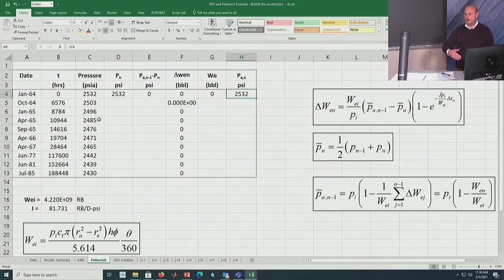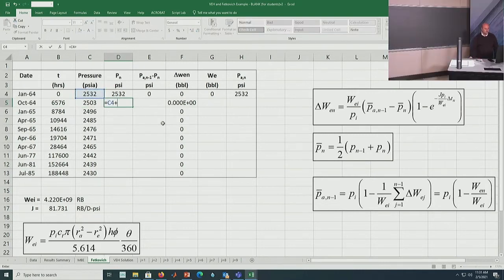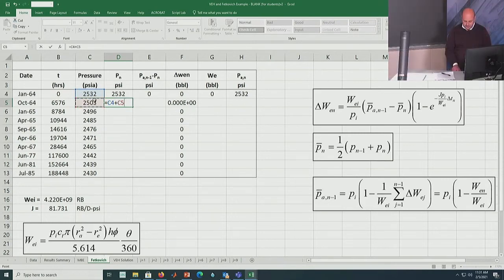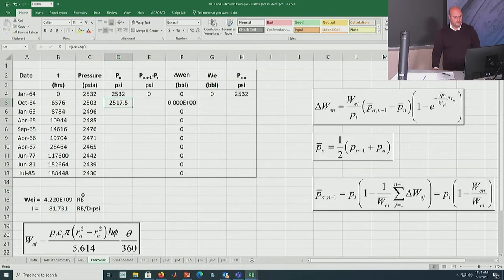It's the next row and all of the following rows that are a little bit more complicated. So the first thing we need to do is calculate the average reservoir pressure on October 1964. And then what is PN? 2503. That's right. So it's C4 plus C5, and then of course divided by 2, and that gives me an average pressure. So I get 2517.5.